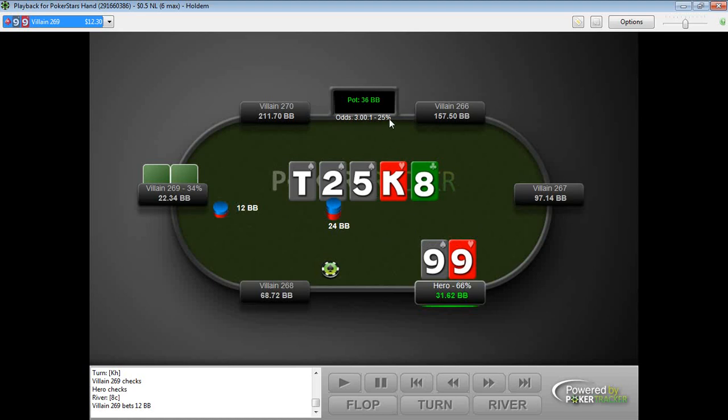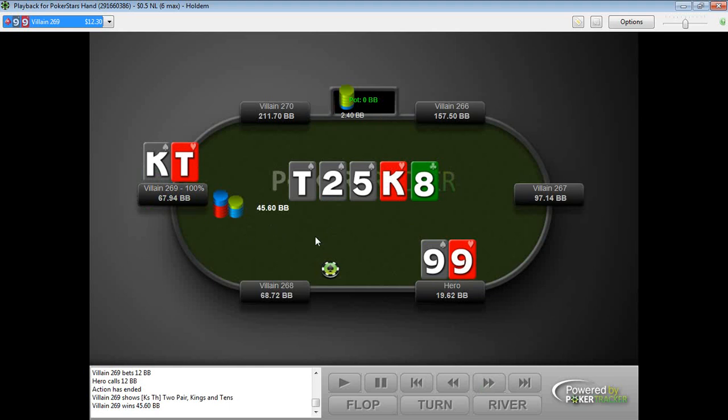I think with 20, and I'll take a look, 25% pot odds, I think we have to call here, even with third pair. But I'll take a look. I do call it. And he actually has king 10.